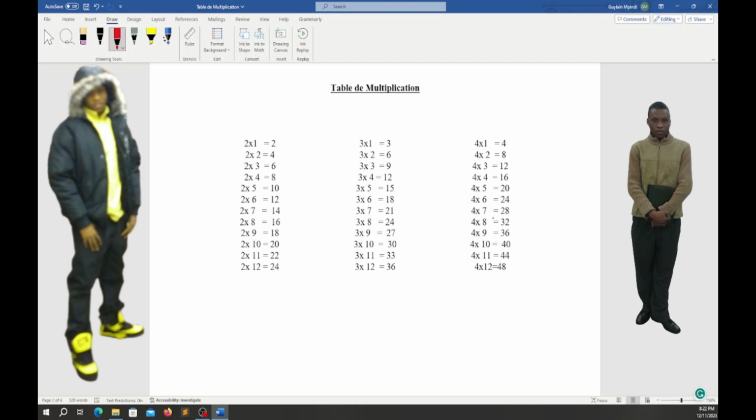4 multiplié par 7, 28. 4 multiplié par 8, 32. 4 multiplié par 9, 36. 4 multiplié par 10, 40. 4 multiplié par 11, 44. 4 multiplié par 12, 48. Okay? So it's simple math, really simple. Okay? So guys, it's really simple.